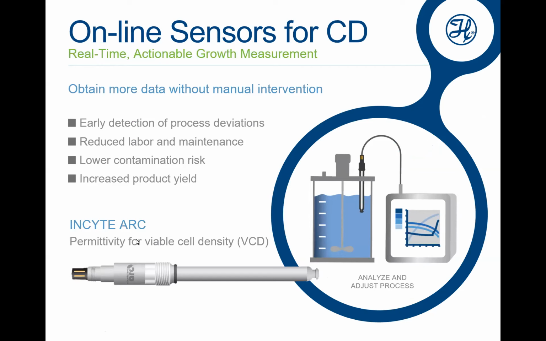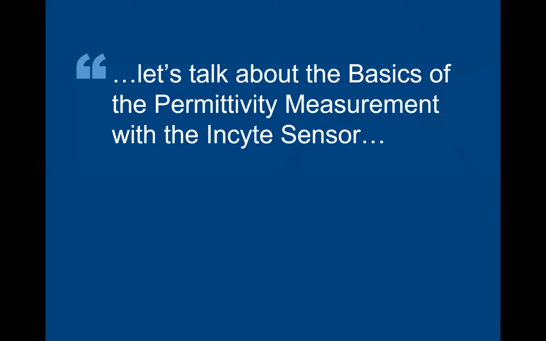The Incyte Arc is a permittivity sensor for viable cell density. So we are measuring viable cells. We cannot detect dead cells with this kind of sensor. And by the way, there are different expressions available for the same measuring principle. Some people are talking about capacitance measurement or dielectric spectroscopy, but these are just different names for the same technology. Let's talk about the basics of the measurement.